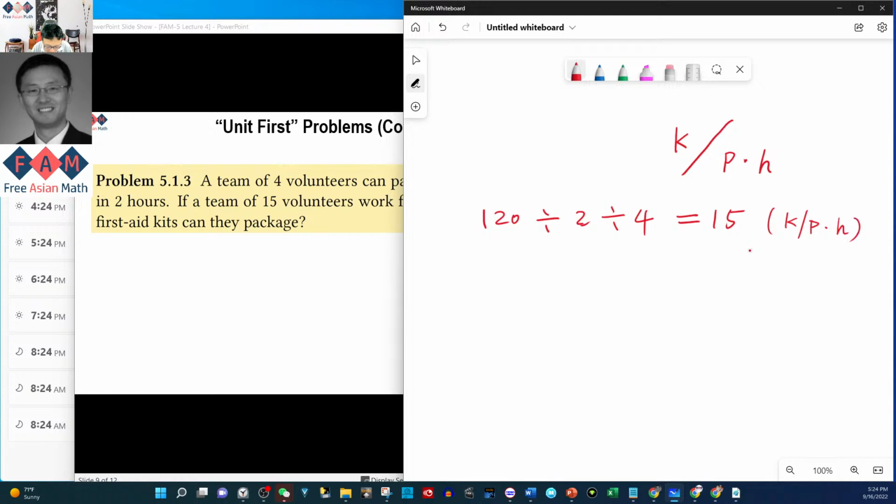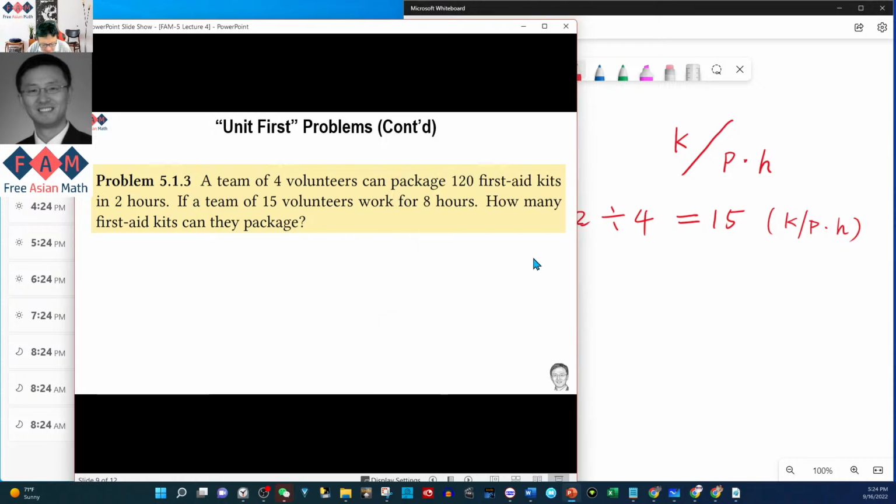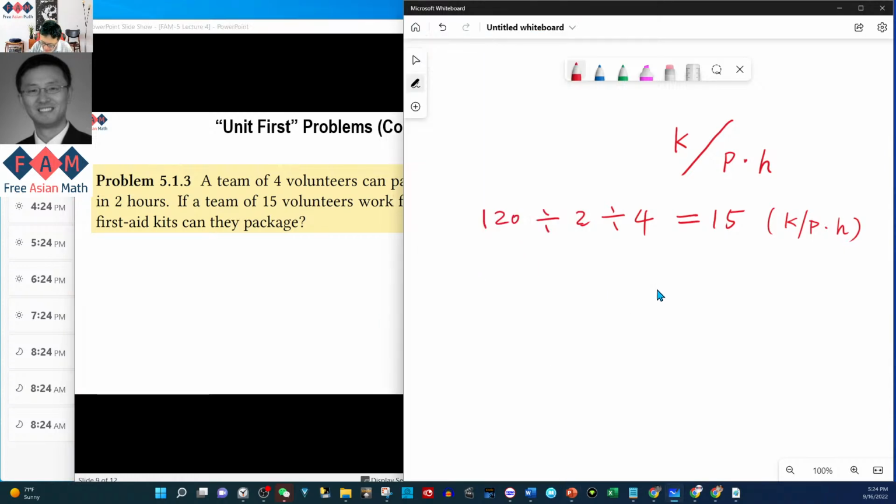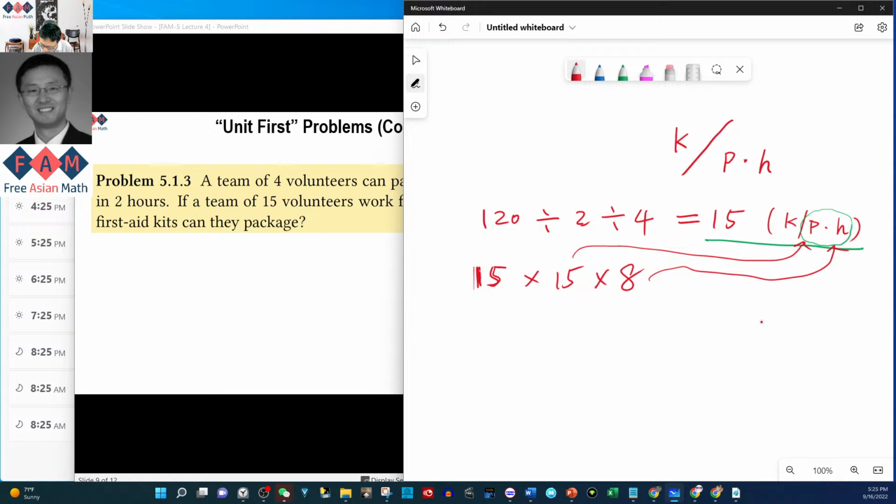Okay? Once you know this, you will see that the total with 15 volunteers, 8 hours, is simply we multiply this unit quantity, because now you see that that's exactly why you need to write down those units, as a reminder of the physical meaning of this quantity. Now you simply multiply this already calculated unit quantity, which is 15 kits per person per hour, times how many people you have? 15 volunteers. How long they work together? 8 hours. So this will cancel out person, and it will cancel out hours, and the result will give you the total number of kits.